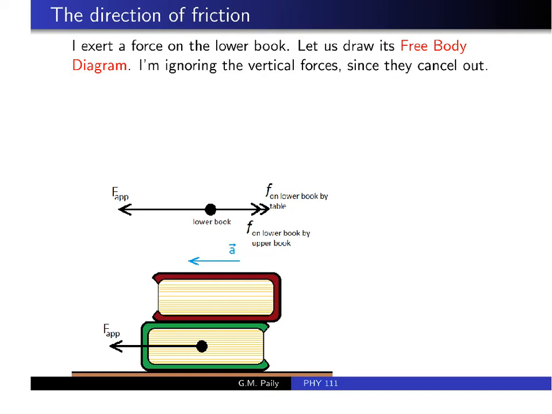But let's say that I succeed in moving this pile of books across the table. Then the friction by the table on the lower book will be kinetic friction, but the friction of the upper book on the lower book would be static friction, assuming that the two books move together.